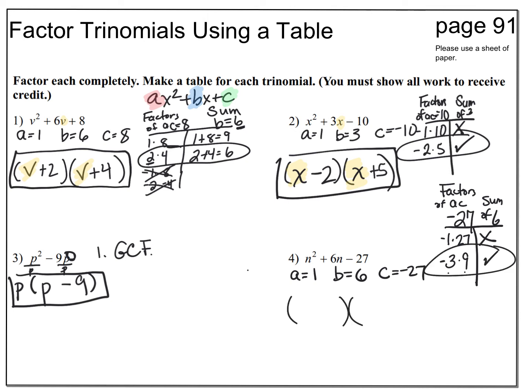Two empty binomials. Going to put my middle variable in the first spot. That's a negative 3, so I'm going to put minus 3, and then that's a positive 9. That's my answer. Moving on to the next page.